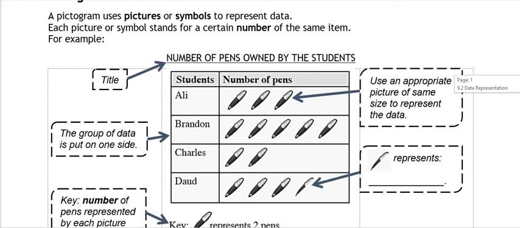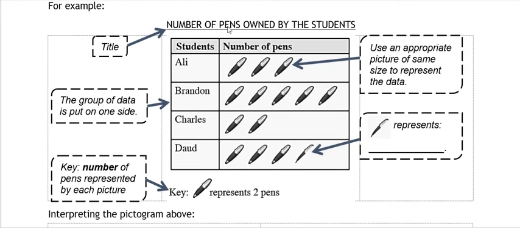So for example, here, when you read, this one is the title. Of course, you have to have the title to tell you what is represented in this particular pictogram. And you can see here, these are the groups of data. So for Ali, Brandon, Charles, and Daud, they own how many pens. So you also have to look at what we call the key. The key here will tell you what each picture means.